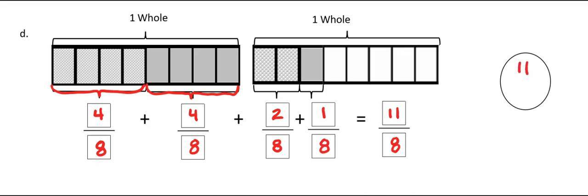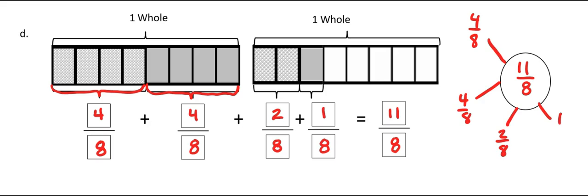For my number bond, I'll put 11/8, and then I'm going to show each of those fractions as part of that number bond. So I have 4/8 and 4/8 and 2/8 and 1/8. So that's just showing me that I can take a whole or more than a whole and decompose it into different fractions that all have the same denominator.